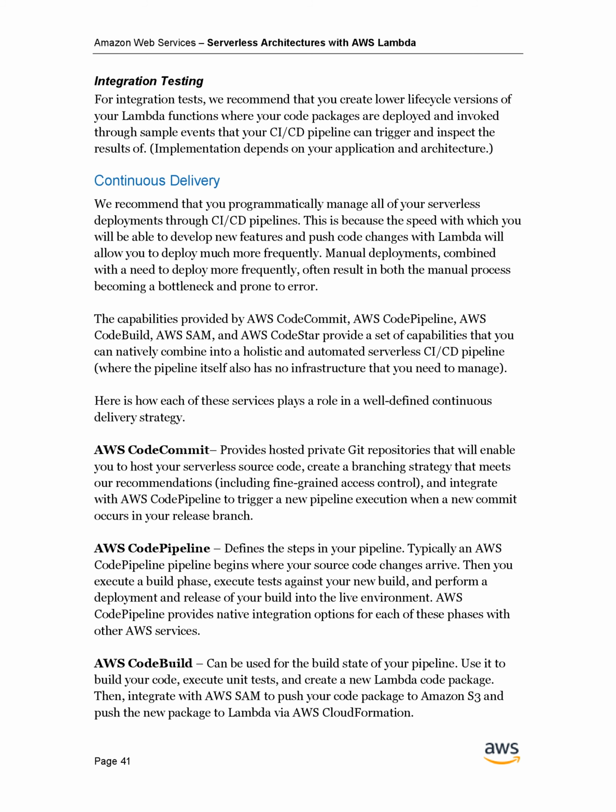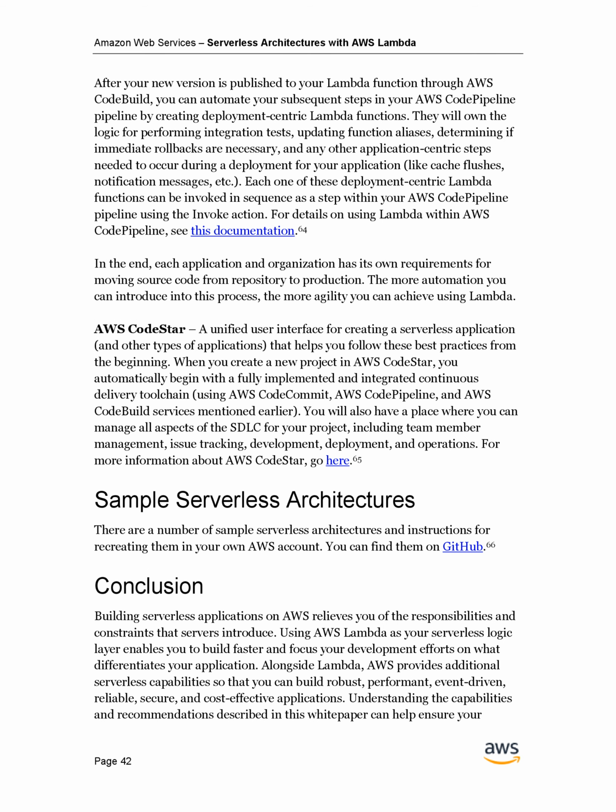AWS CodeBuild can be used for the build stage of your pipeline. Use it to build your code, execute unit tests, and create a new Lambda code package. Then, integrate with AWS SAM to push your code package to Amazon S3 and push the new package to Lambda via AWS CloudFormation.